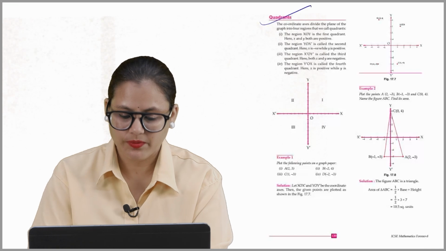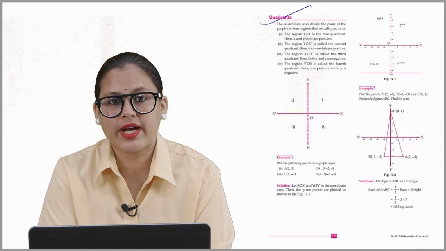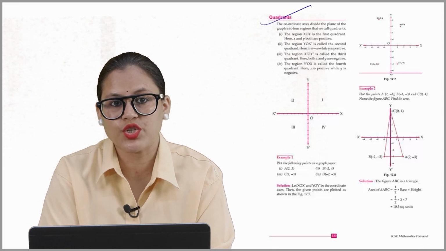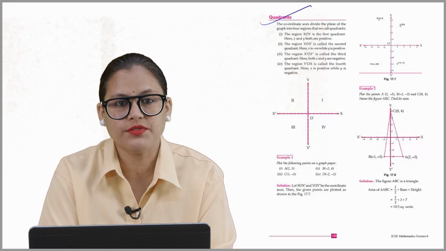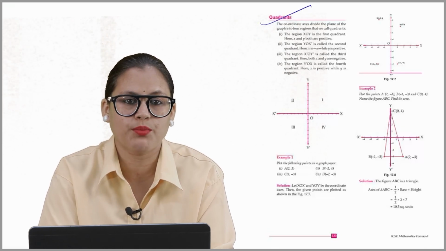Now quadrants. The coordinate axes divide the plane of the graph into 4 regions that we call quadrants. Number 1, the region XOY is the first quadrant. Here X and Y both are positive.